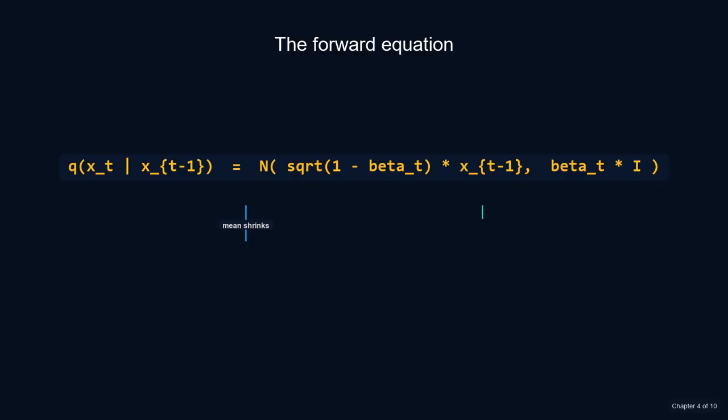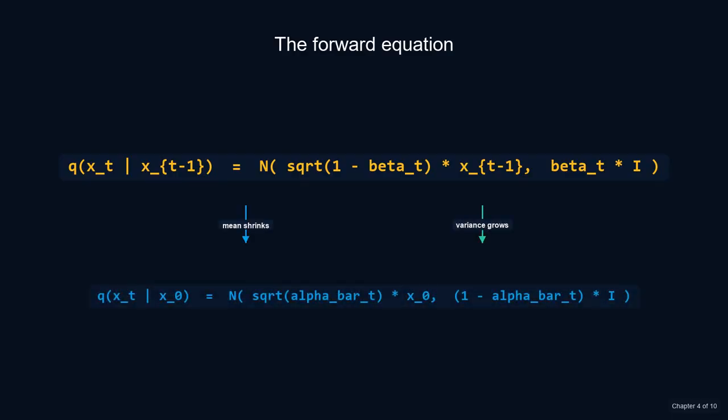Mathematically, the forward step is a Gaussian. The mean shrinks by square root of 1 minus beta, and the variance is beta times the identity. Because each step is Gaussian, we can skip ahead. Getting x at any time t directly from x_0 only requires the cumulative product alpha bar.